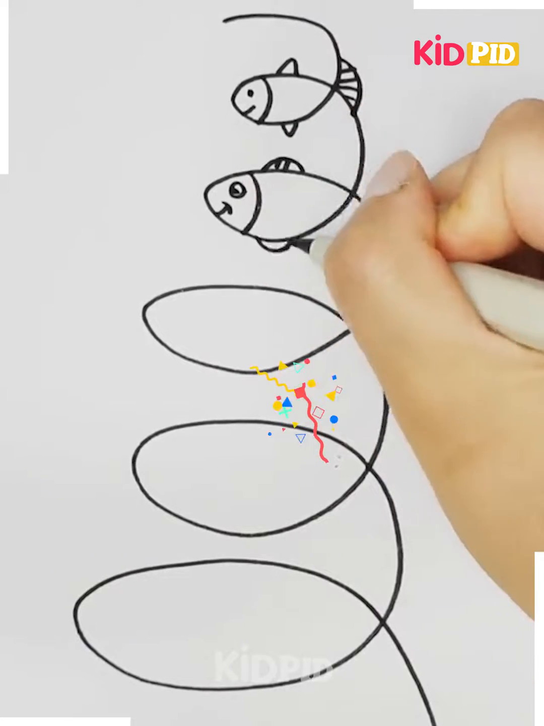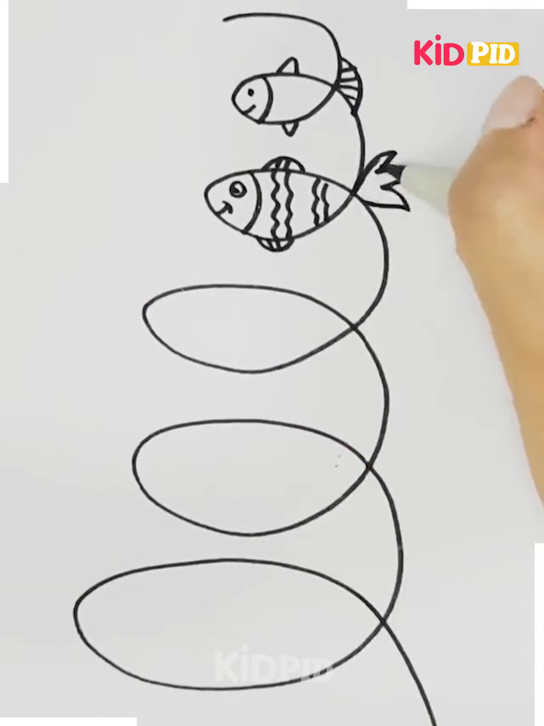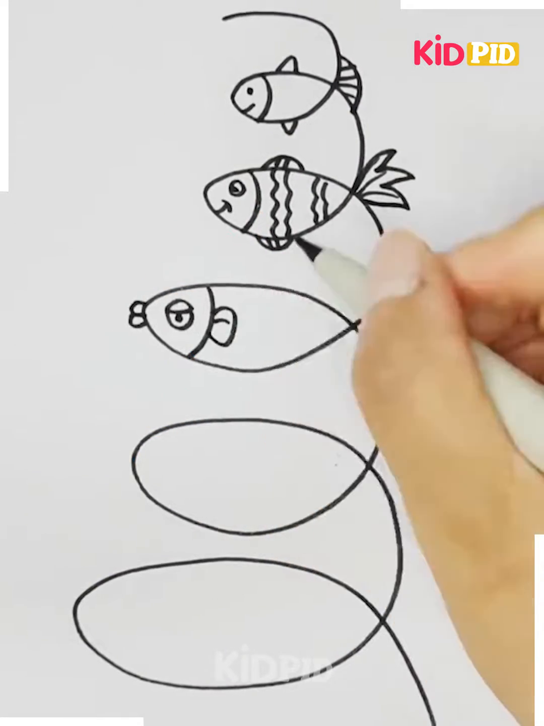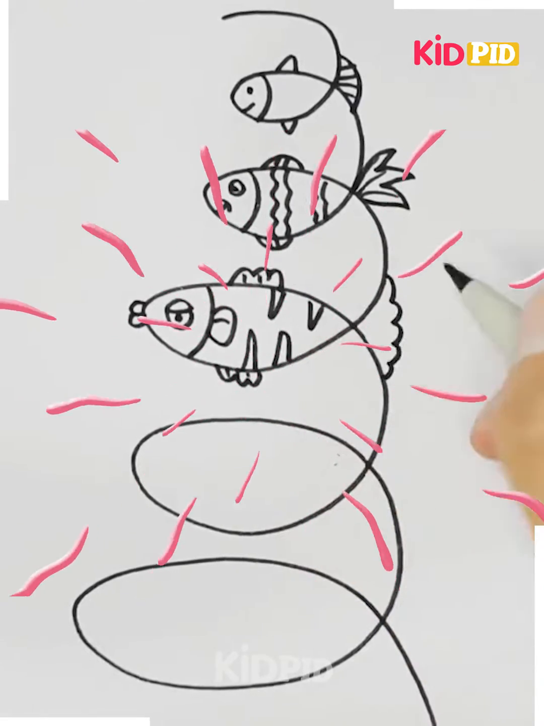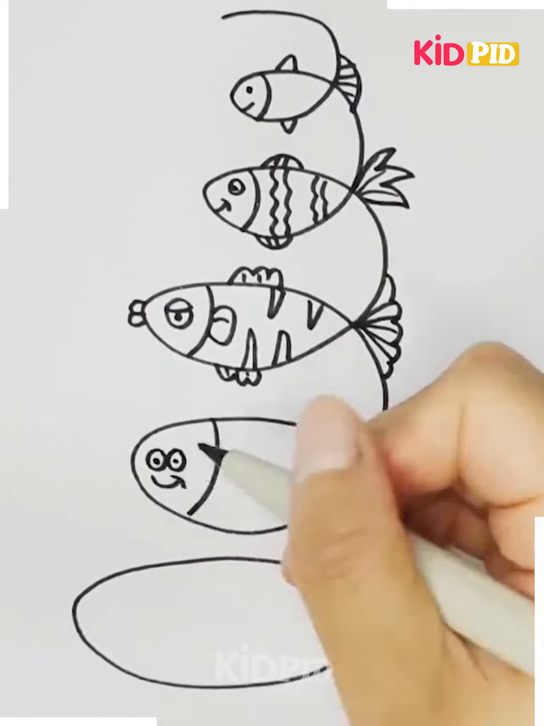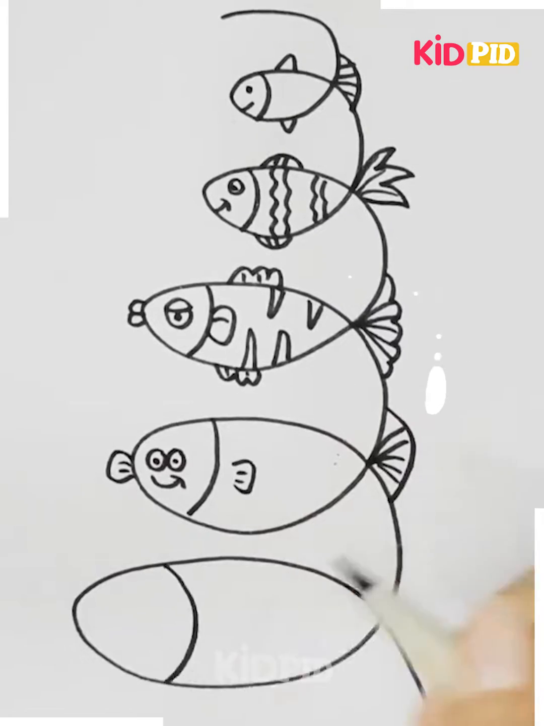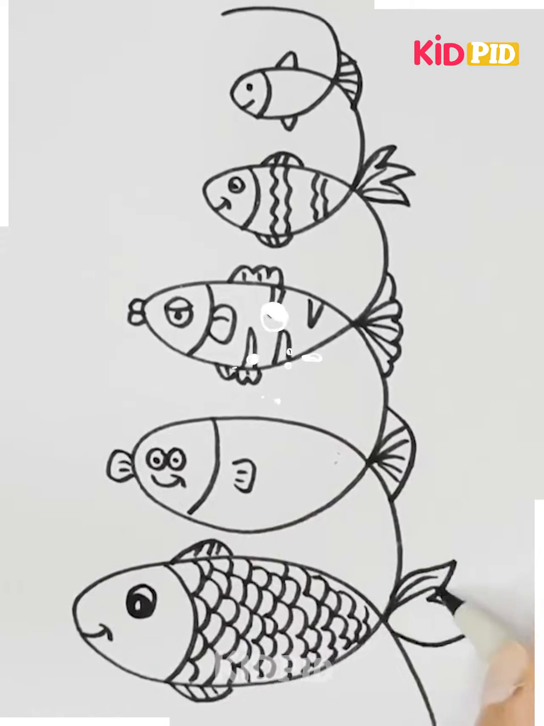different kinds and shapes of fishes. So here you need to draw different designs on a particular fish, and now we'll color it with multiple different colors, and here is the final look of it.